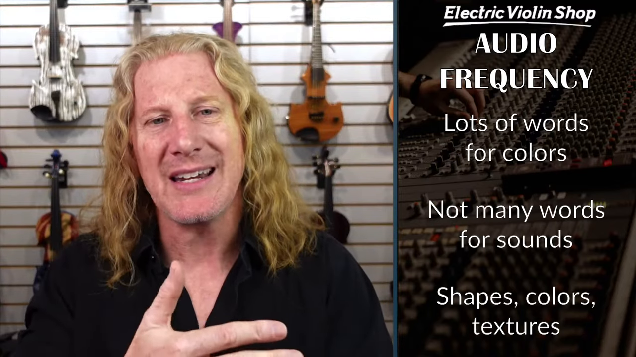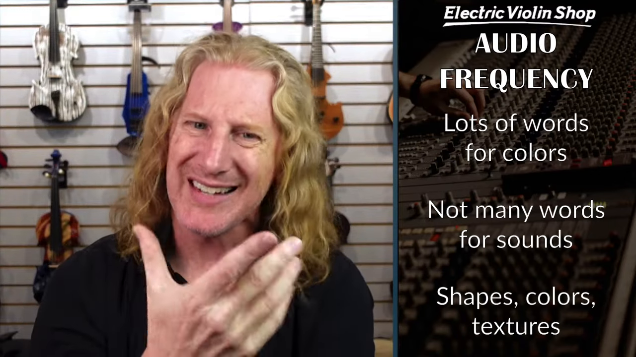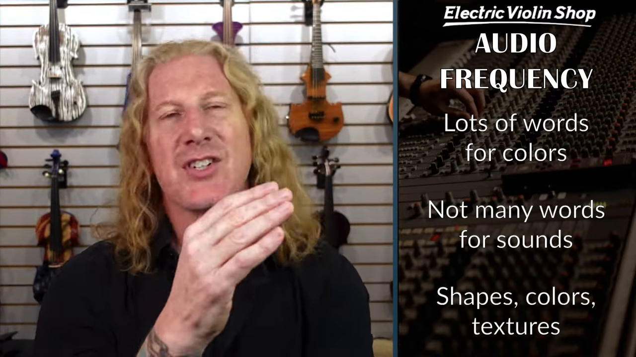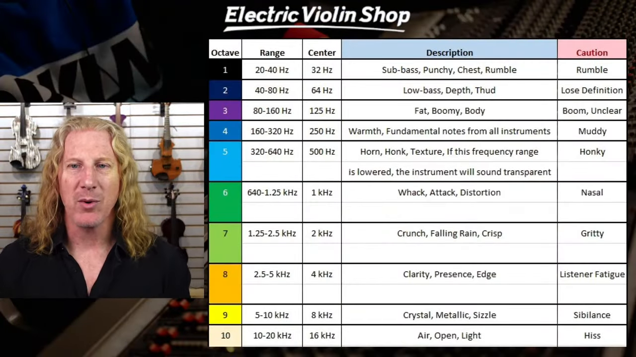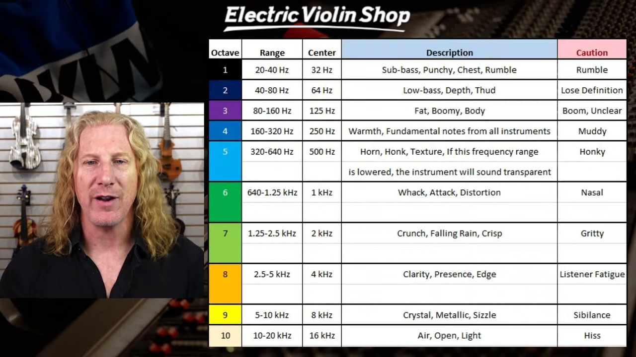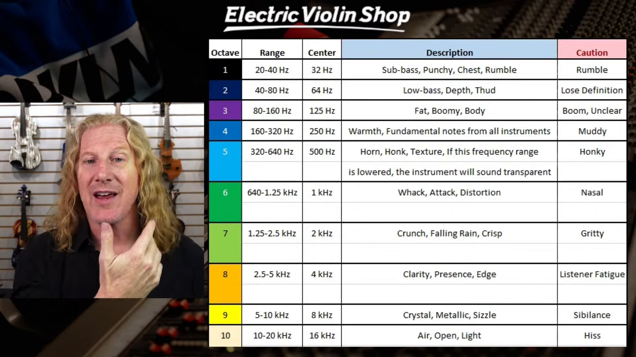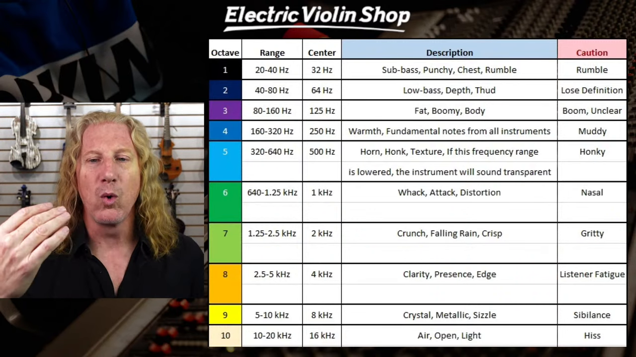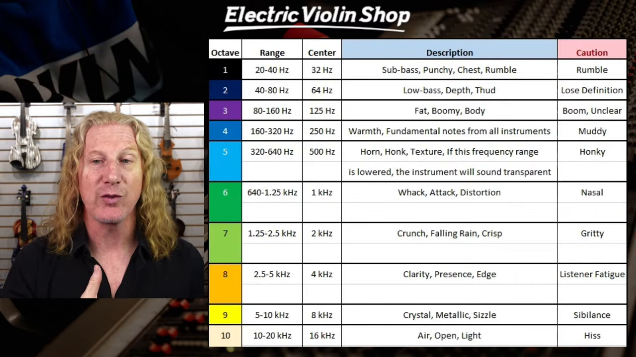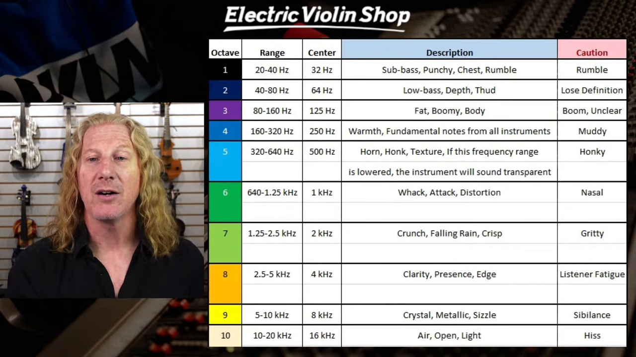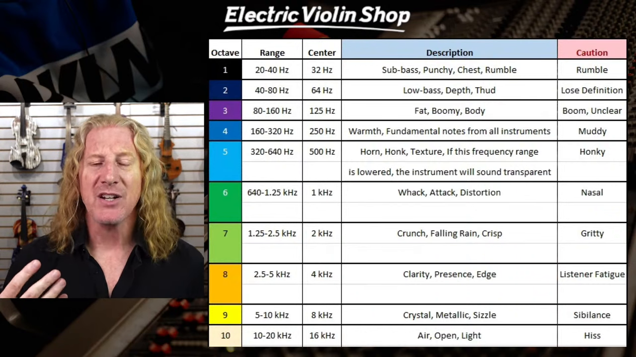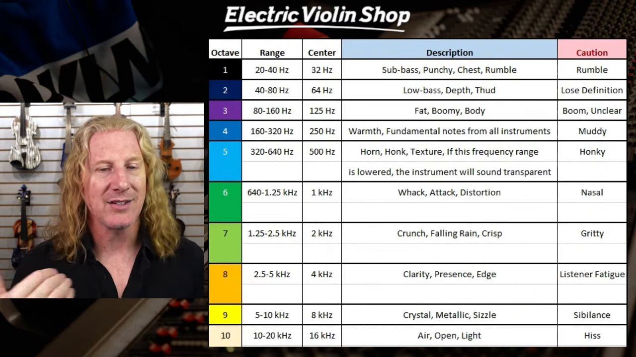And sometimes it creates a problem where I want to communicate something to somebody about what it sounds like. Well, you know, it's thin or it's bright or it's crispy. I don't have good words for that. So one of the things you guys might want to do is take a screenshot here. This is a chart that I found online that talks about some of the frequency ranges that we can perceive as people and maybe some words that we could use to describe what's happening in those frequency ranges. And you see the far column there, where it's a caution. Because with frequencies, all of these things are a double-edged sword.